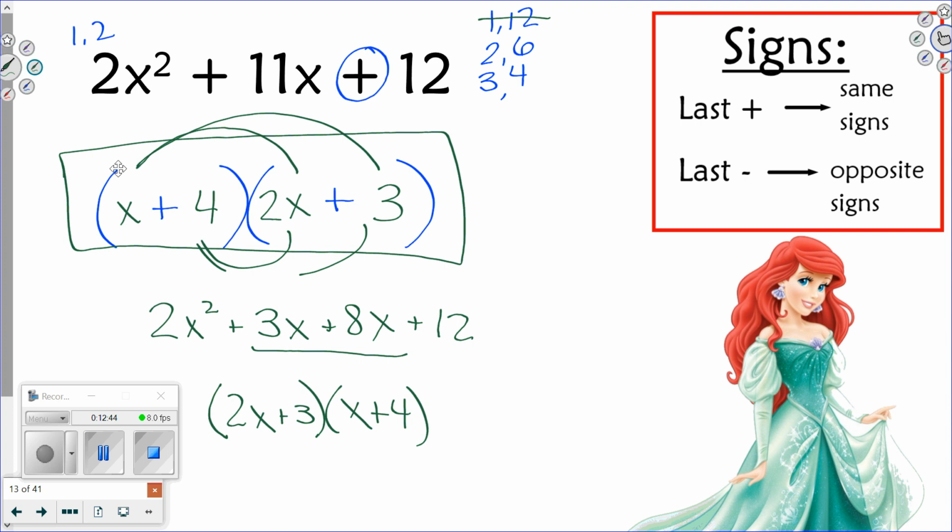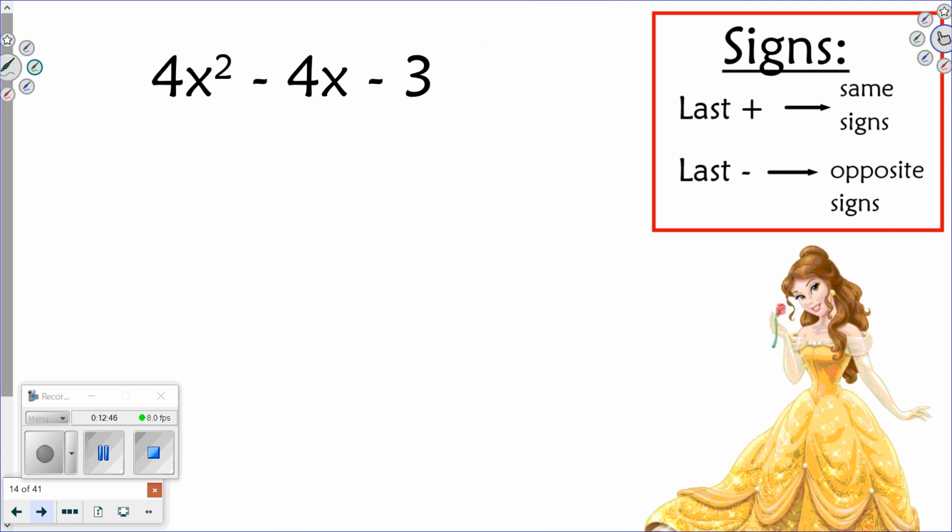Okay? All right, 4x squared minus 4x minus 3. Okay? There's no GCF, right? There's no number that goes into all of them. So I'm going to go ahead and set up my parentheses. And we got to do our signs. So we look at which sign? The last one. So looking at that last one as a negative.